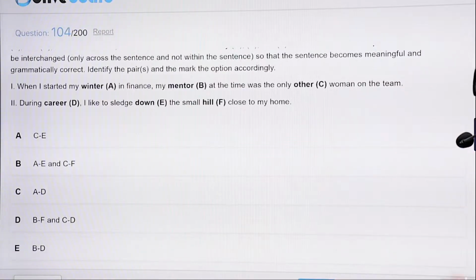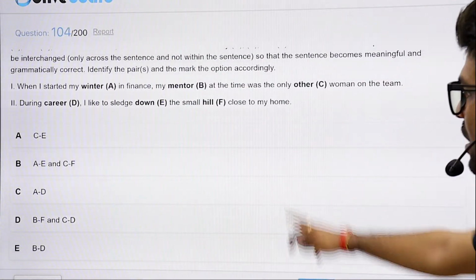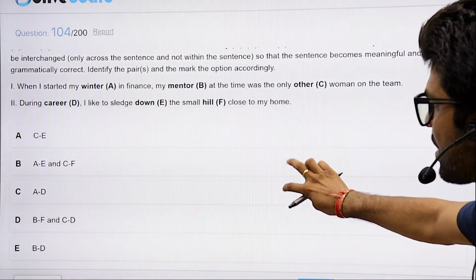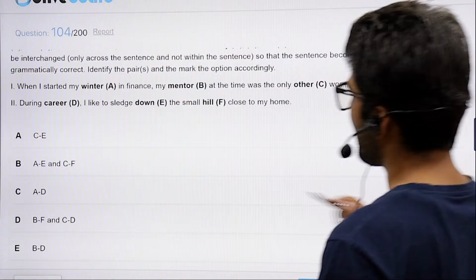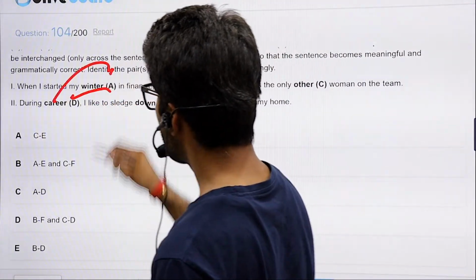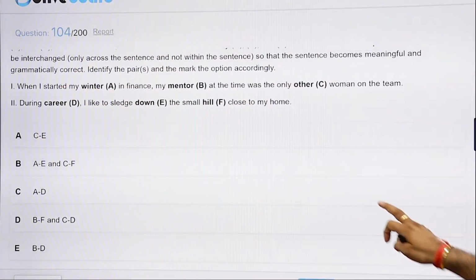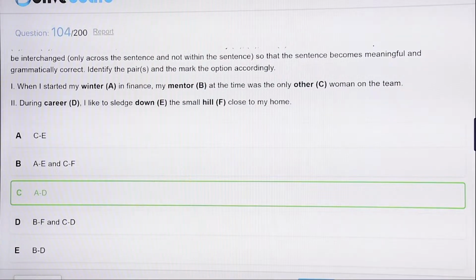When I started my winter, I can start my winter. A has to be changed. A has to be changed. Either this or that. In finance, my mentor at that time was the only other woman on the team during career. During career? Just a sec. During winter, and when I started my career, AD, done. Need not check the others. During winter, when I started my career, done. And career in finance, best.